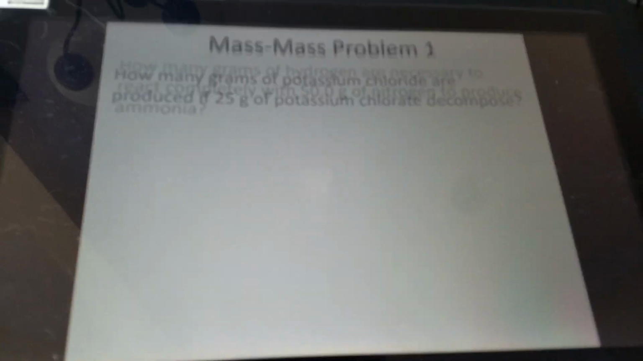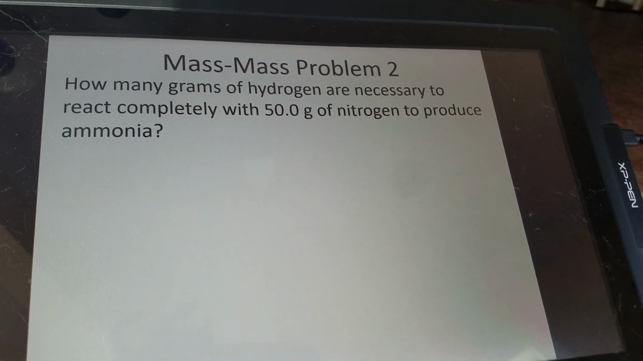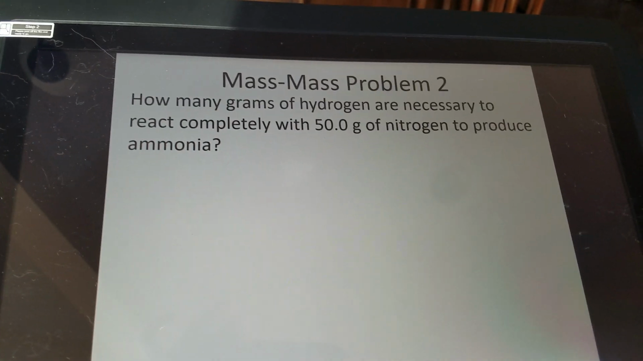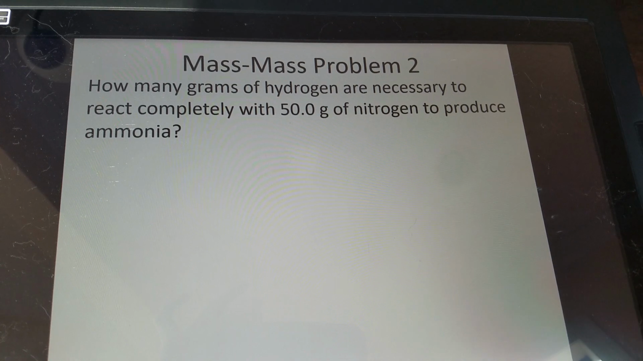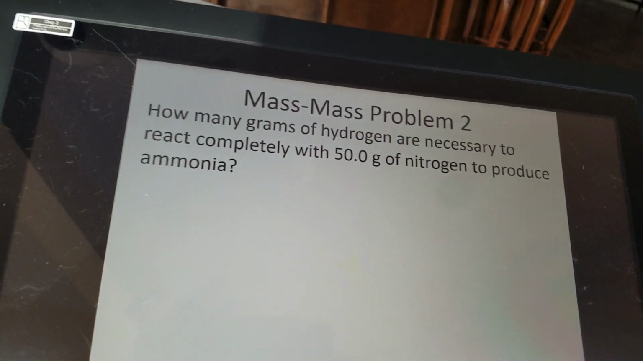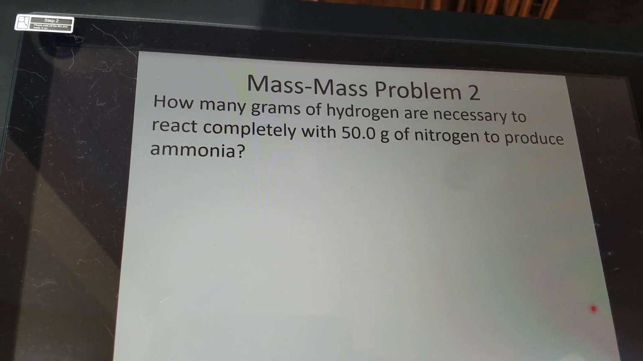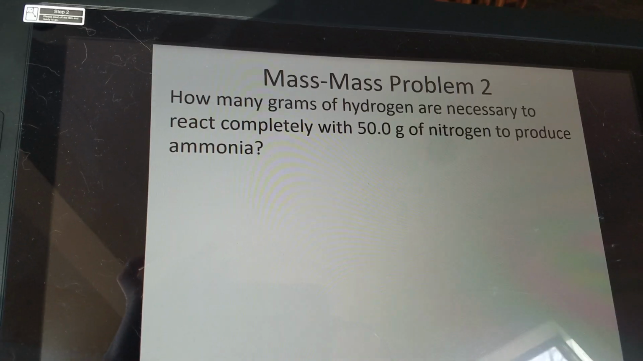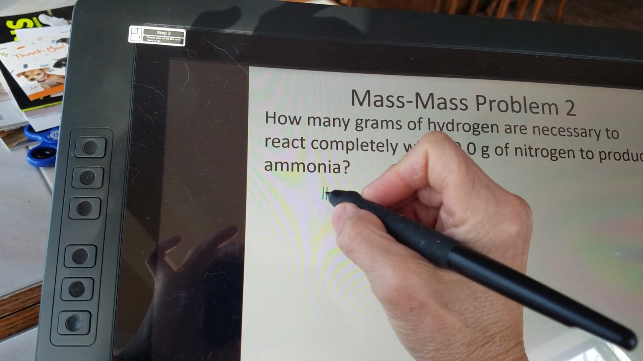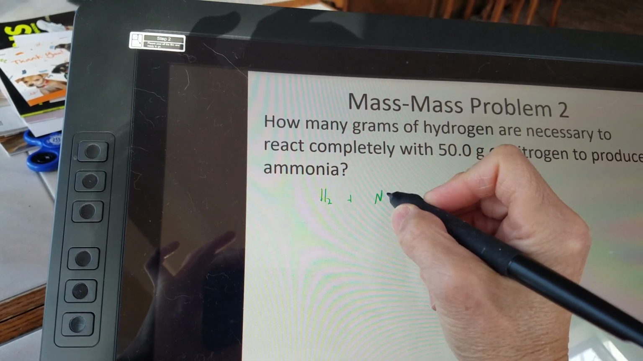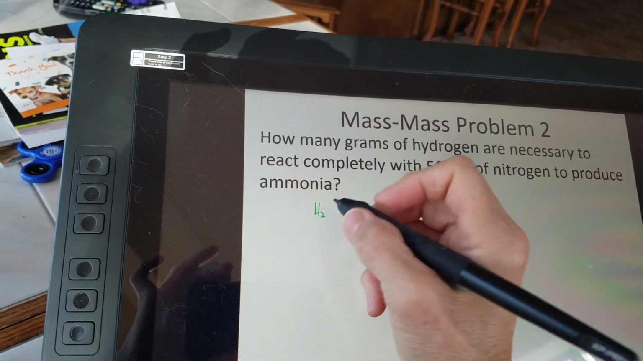The more common types of problems you're going to have are called mass-mass problems, where you start off with the grams of one substance and you look for the grams of another substance in a reaction. So it says how many grams of hydrogen are necessary to completely react with 50 grams of nitrogen to produce ammonia. So the first thing I've got to do is write a balanced equation. So I've got hydrogen reacting with nitrogen to produce ammonia. So this should be a reaction that we're already familiar with.